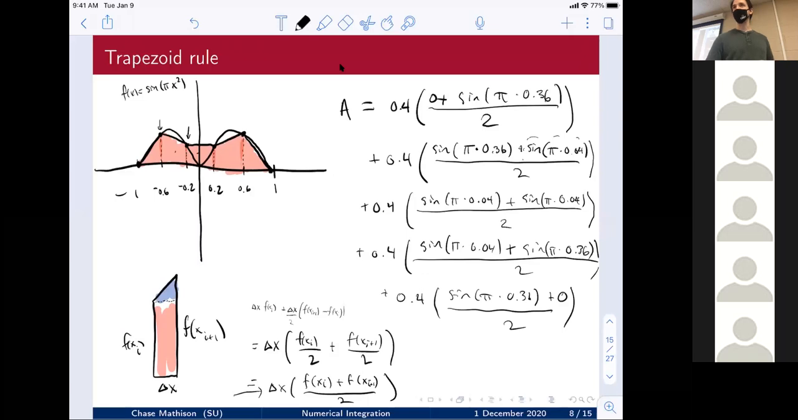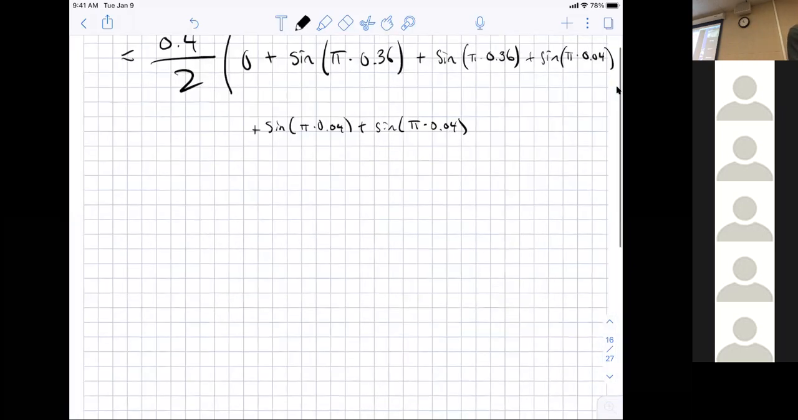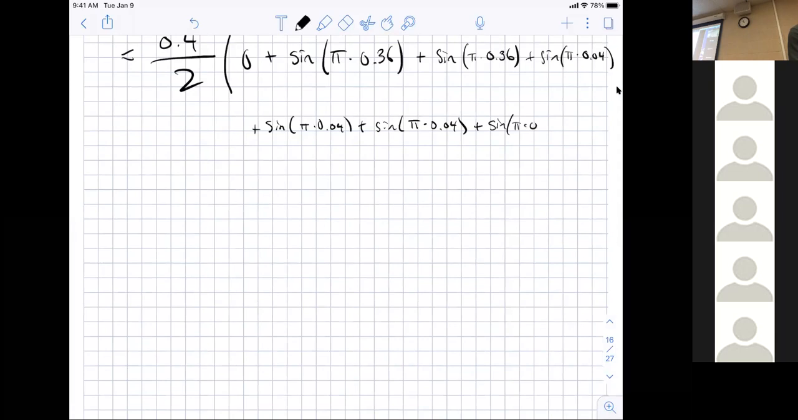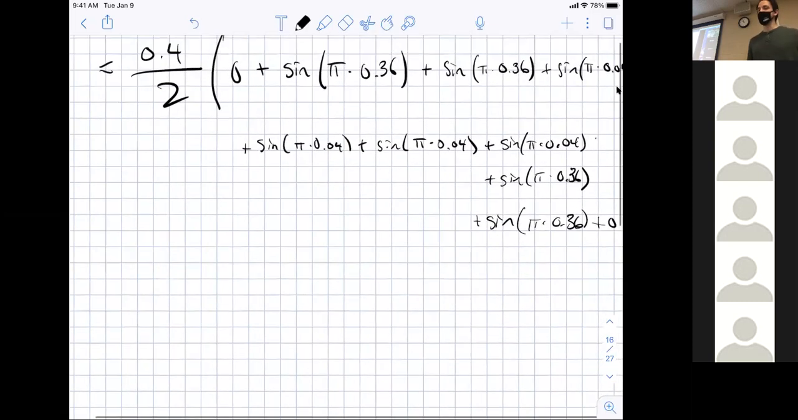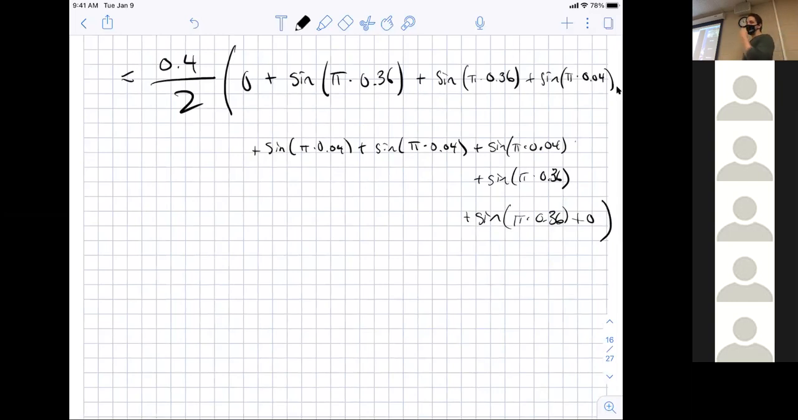The trapezoid, again, a trapezoid where one of the sides has a length of 0, we're still considering a trapezoid because the formula for the area still works. Okay. So then my next term, I have plus sine of pi times 0.04, plus sine of pi times 0.36. And then lastly, we have plus sine of pi times 0.36 plus a 0.